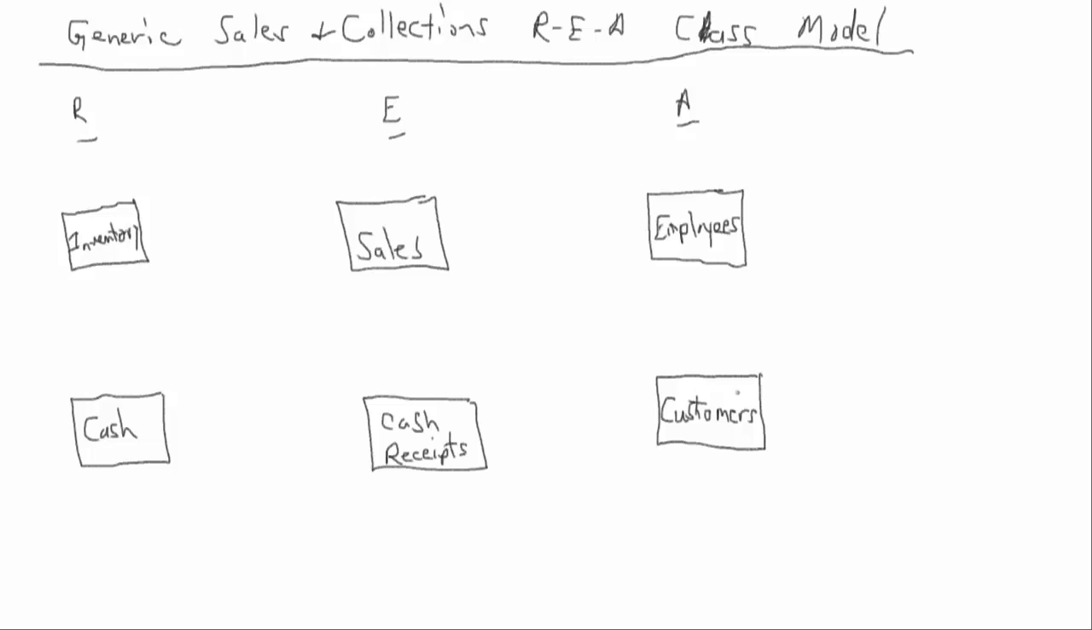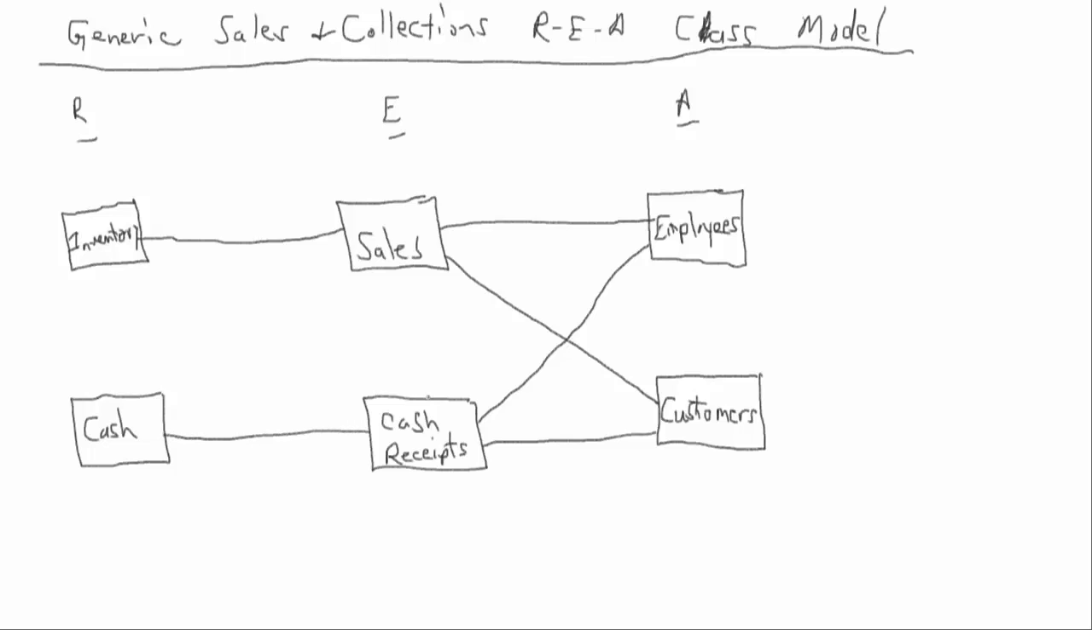All right, so with this, each sale is going to be associated with an inventory item or more, an employee, and customers. Likewise, each cash receipt will be associated with an employee and with a customer, and the cash receipts will be deposited into a cash account, and we like to refer the cash receipt back to a sale so we know what that cash receipt is for.